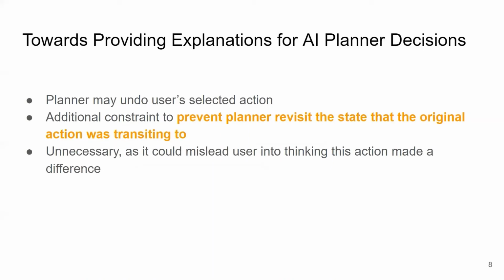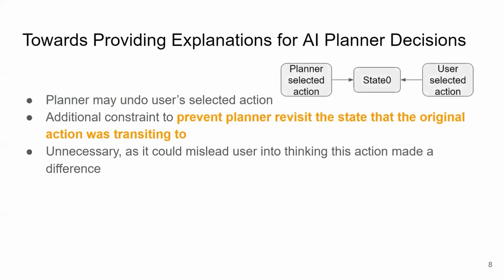There's a special scenario whereby the planner may undo the user selected action. This is done so if the AI planner revisits the same state that the original action was transiting to. Here, the author suggested to add an additional constraint to prevent the planner from doing so. However, the planner could still revert back to the original plan on the following state or some n number of states after that. I feel that this constraint is unnecessary, as it could mislead the user into thinking that his action actually made a difference to the plan.